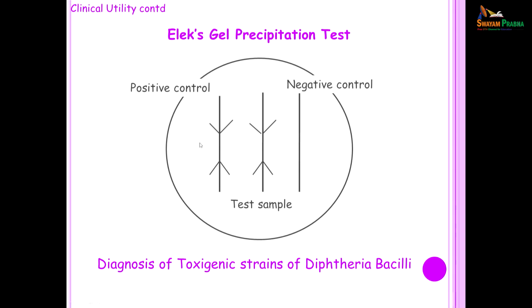Then we allow the plate to set, after which we take a positive control, that is a culture of diphtheria bacillus, a toxigenic strain, and we streak it perpendicular to this filter paper. Then we streak the culture of the patient sample and then a culture which does not produce toxin. We let this remain overnight and the next day we look for an arrowhead precipitate near the positive control. If it appears for the test sample, it means that the test sample was a toxigenic strain.